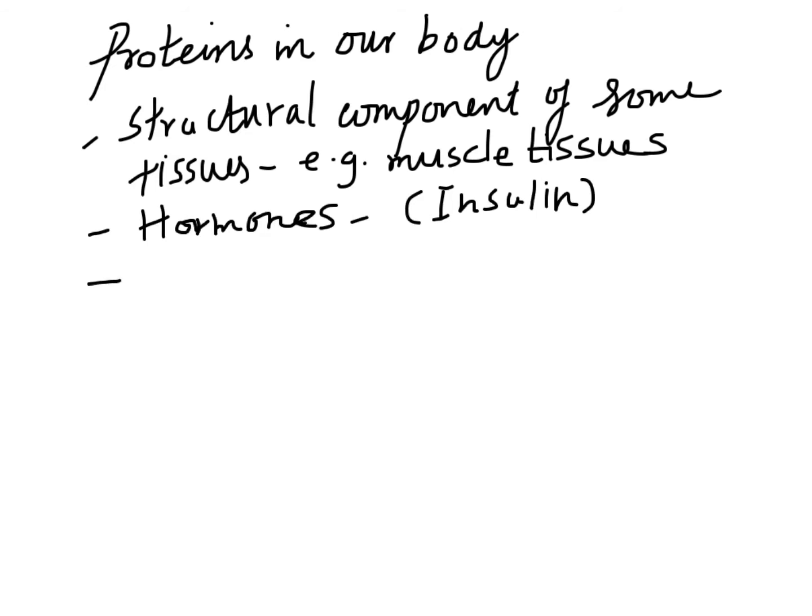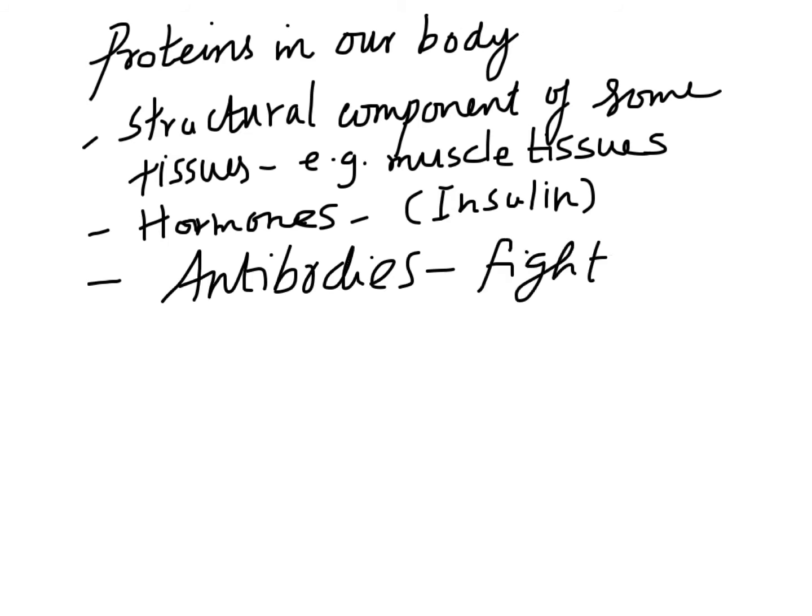We also have antibodies made by white blood cells. As you know, these are the chemicals which fight diseases. They're made up of proteins as well. They fight bacteria and other microorganisms, in fact, you can call them pathogens. They attach to these microorganisms and destroy them. So antibodies are good examples of proteins.